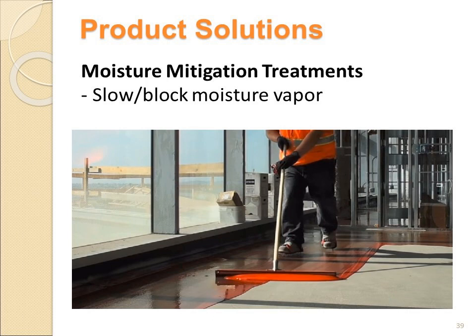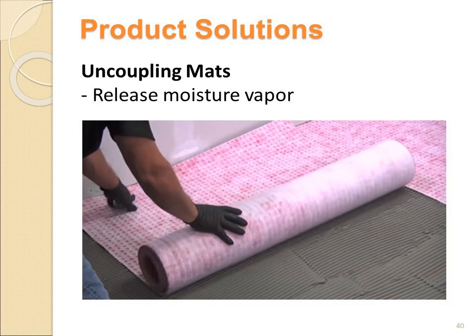So if you're specifying a large project, you have some concerns about moisture, this is your best opportunity to handle that. The other way that moisture is managed is by using uncoupling mats. And uncoupling mats, because of their geometric shapes, have airspace underneath the mat. As you can see here through the scrim, you see those air pockets.